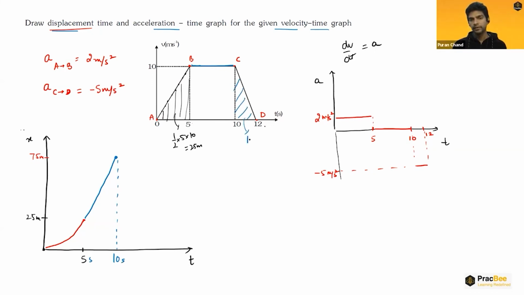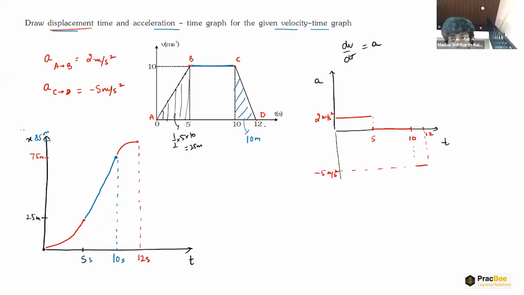Now from C to D, the particle is decelerating, right? So what is this area? 10, right? Yes. It will be 10 meters. So now it will further go in the X direction. So it will become 85, right? So the graph will be like this. And it comes to rest. Clear? Now this particular mark will be your 12 seconds. I hope now you know how to draw the graph, right? If the velocity time is given, you can draw the graph of position time or displacement time. Now, in this case, displacement time graph or the distance time graph will be same, right? That is the same graph.